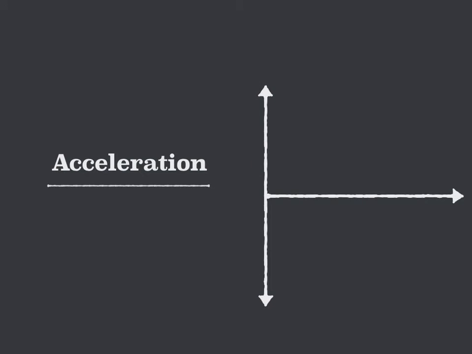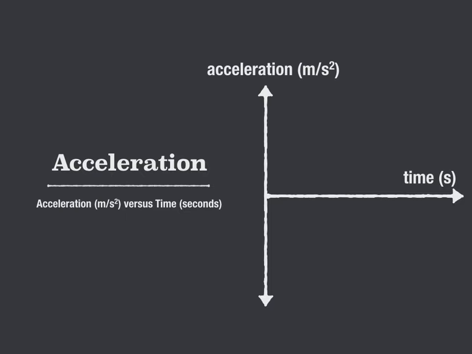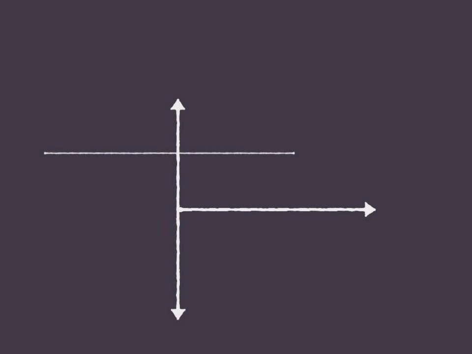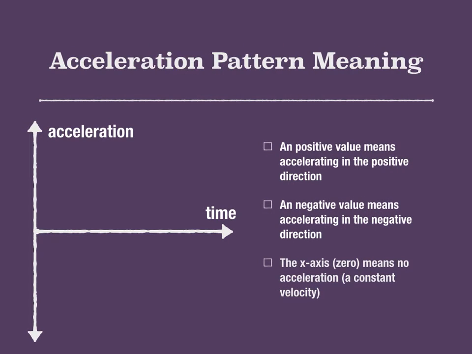Lastly, let's look at acceleration. Acceleration is in units of meters per second squared, and we know, just like before, that it will go on the y-axis with time in seconds on the x-axis. In this class, we're only going to see constant accelerations. So one example would be having a positive value would mean that the acceleration is in the positive direction. A negative value means the acceleration is in the negative direction. And the acceleration being on the x-axis, or 0, means that there is no acceleration, which tells us that we have a constant velocity.